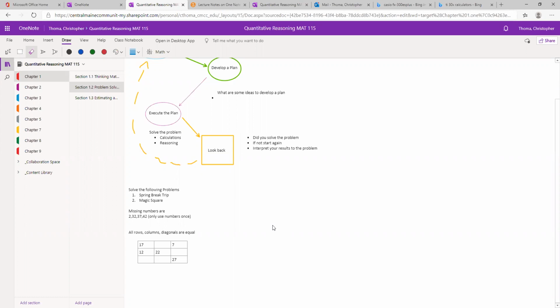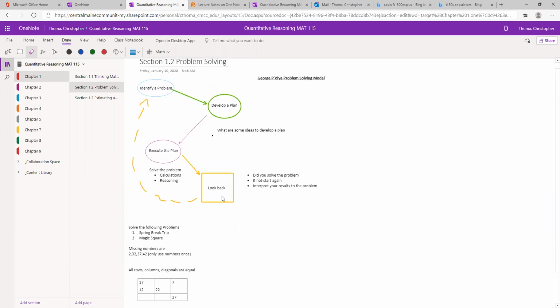And then we'll talk about how you attack this problem, right? So identify our problem, complete the square. Now you come up with a plan, and we're going to see how our plans differ.